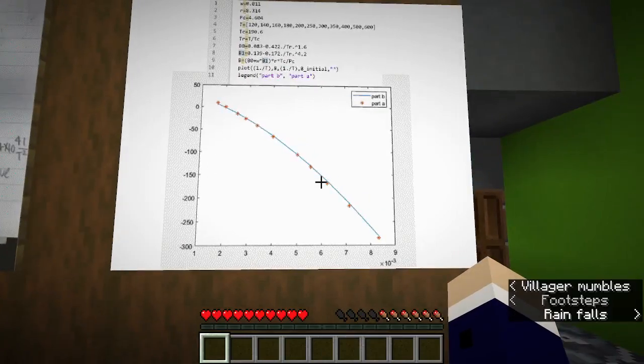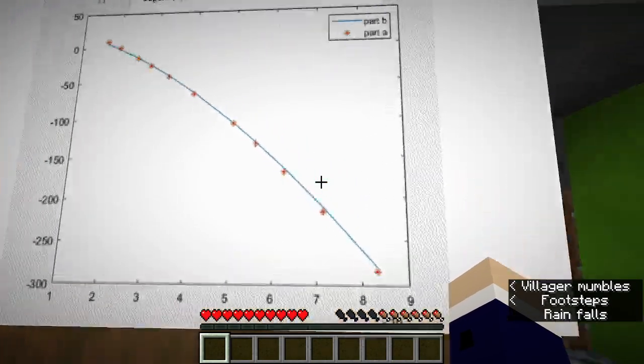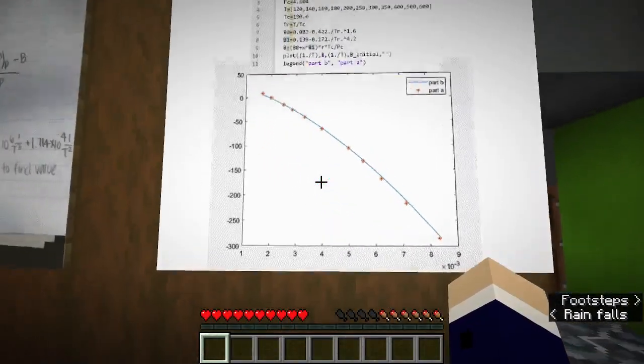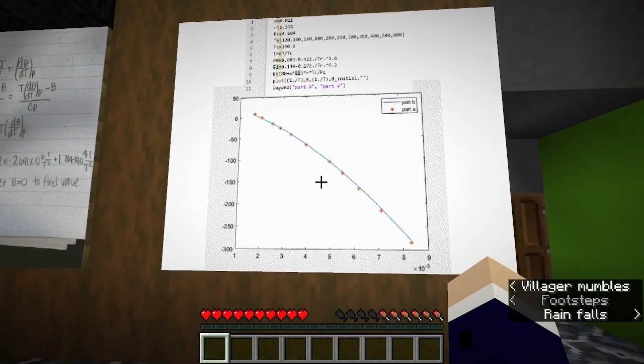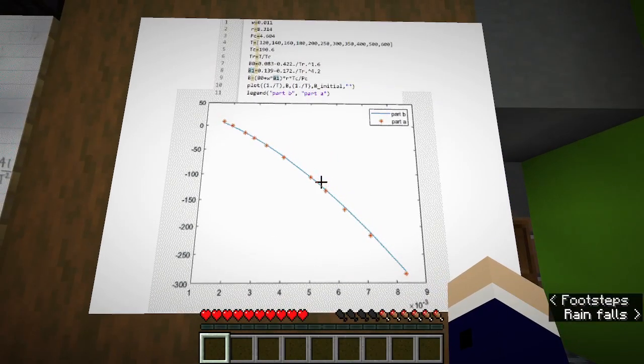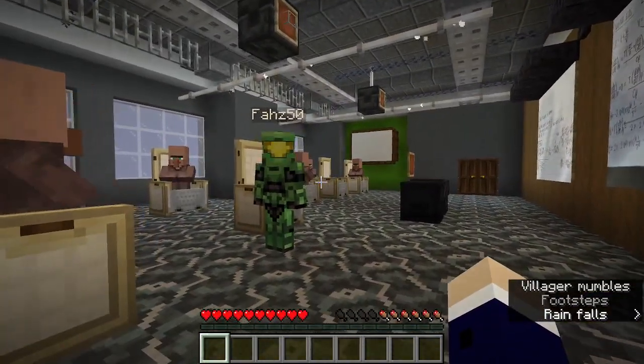And you can see they're very similar, but they're not exact. Right here is where it differs the most, I would say. But they are both very similar graphs, but not identical, which is a very important thing to know. All right, and that's everything.